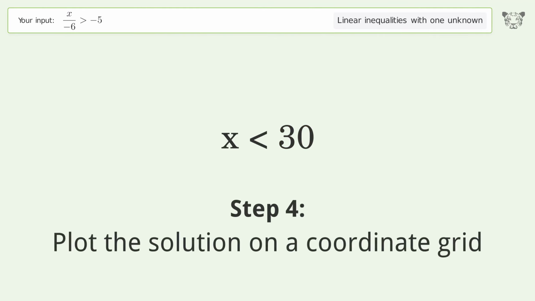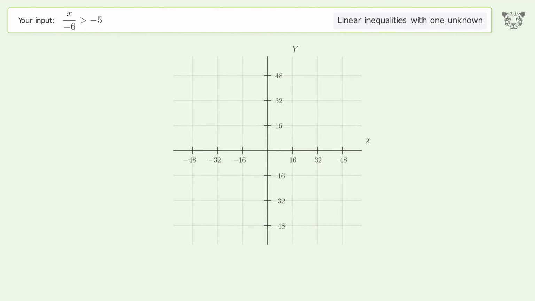Plot the solution on a coordinate grid. And so the final result is x smaller than 30.